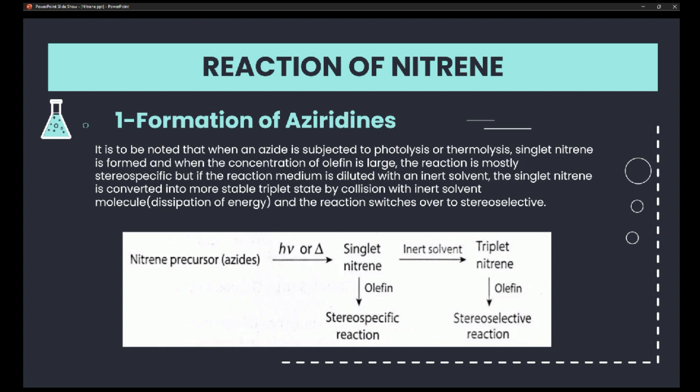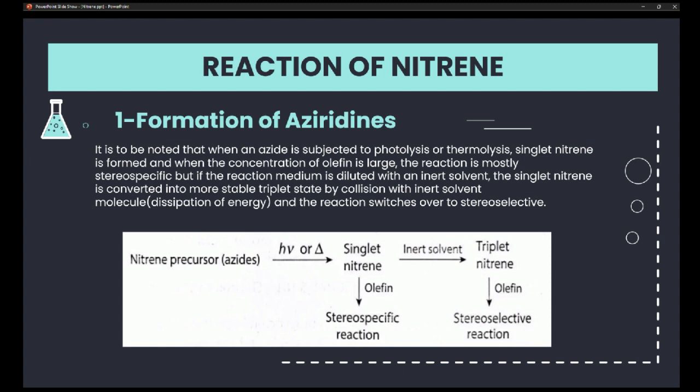It is to be noted that when the azide is subjected to photolysis or thermolysis, singlet nitrene is formed, and when the concentration of the olefin is large, the reaction is mostly stereospecific. But if the reaction medium is diluted with an inert solvent, the singlet nitrene is converted into the more stable triplet state by collision with inert solvent molecules, and the reaction switches over to stereoselective.